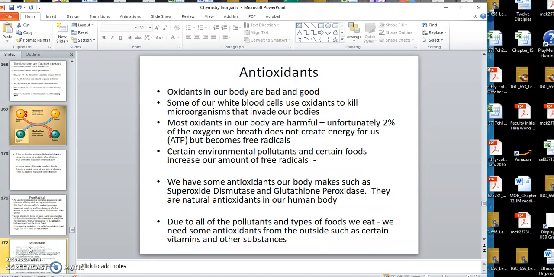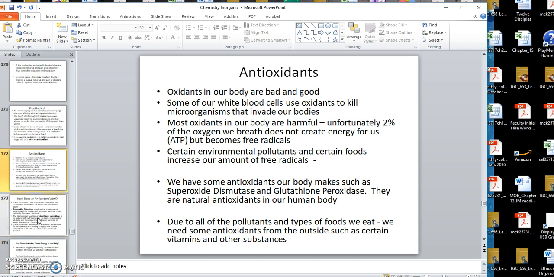Our body naturally produces some free radicals. As a matter of fact, of the oxygen we breathe, most of it goes to do what we need to do, producing energy, but about 2% goes as free radicals. So we have many reactions in the body that will produce free radicals. That's natural. And in our body, we have natural antioxidants. However, sometimes they are not enough, based upon the environment and the foods we eat. So that's where we sometimes have to take antioxidants in from nutritional sources and so forth.